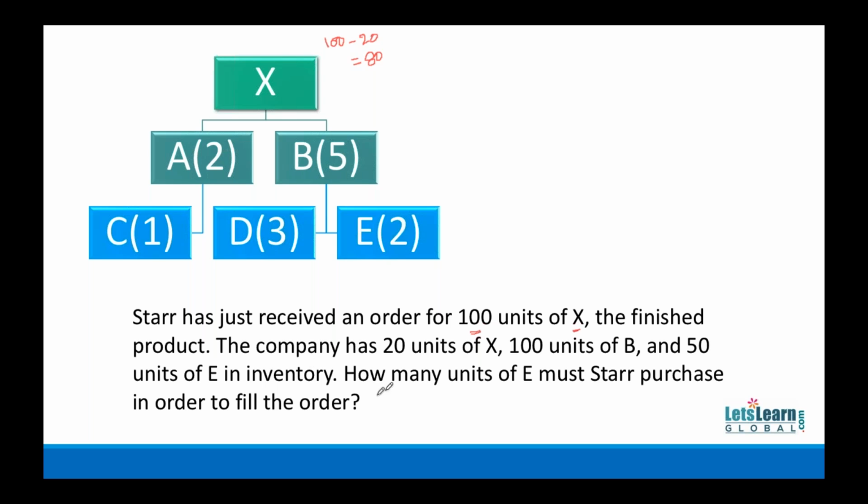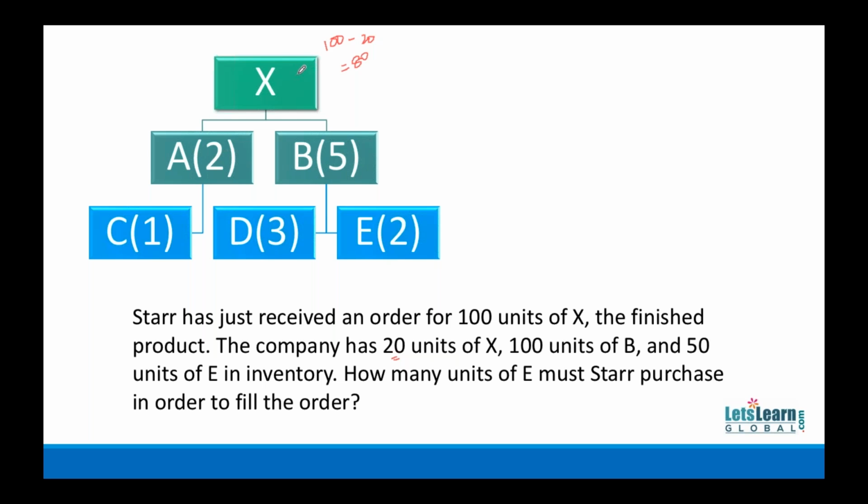Now we'll see the question first. How many units of E should be purchased? The calculation goes like this. If he asks in the question about C, it should go like this. But in the question, it is about E, so our calculation should go like this. Now let me continue here. 100 units order received. Let me erase all this. 100 units order received. We know that 20 units of X are there in the closing stock. So 80 units are to be produced.